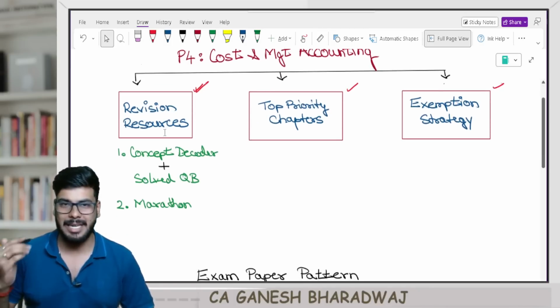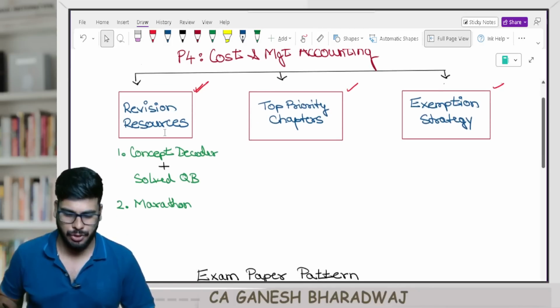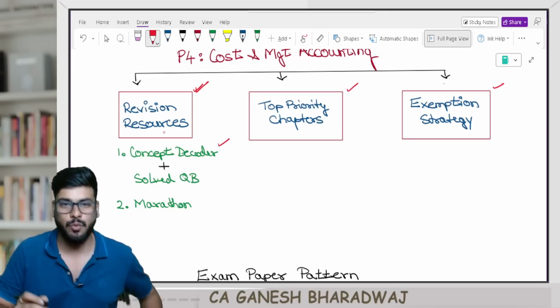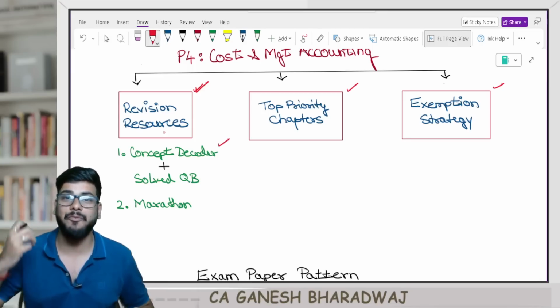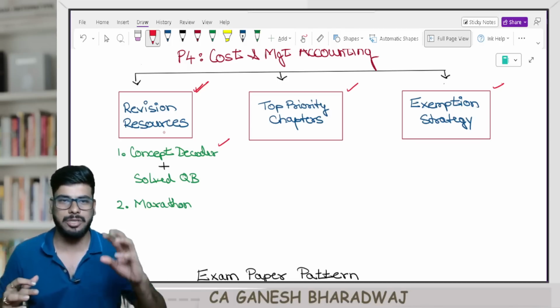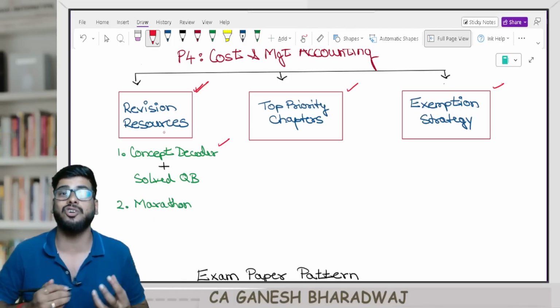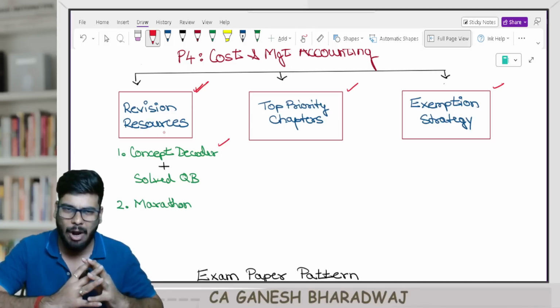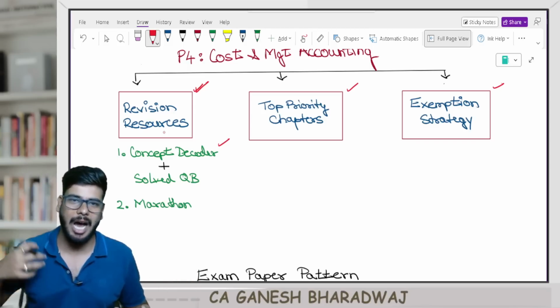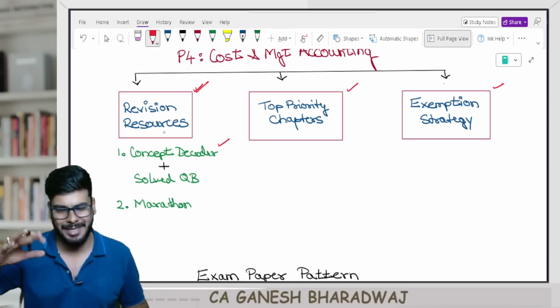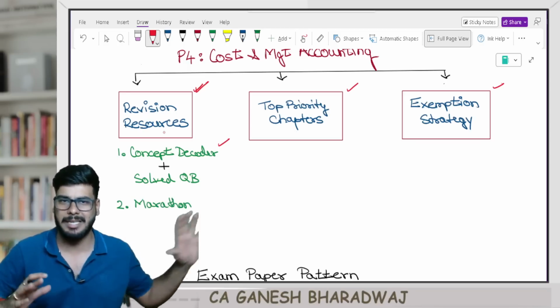Now guys, basically from my side, there are 2 revision resources that I'm making available. The first one is the free PDF of my color books. So our color books consist of 2 things. One is the concept decoder containing all the concepts covered in our subject, Paper 4 Costing. Similar thing is there for FM also. I've made a separate video for that.